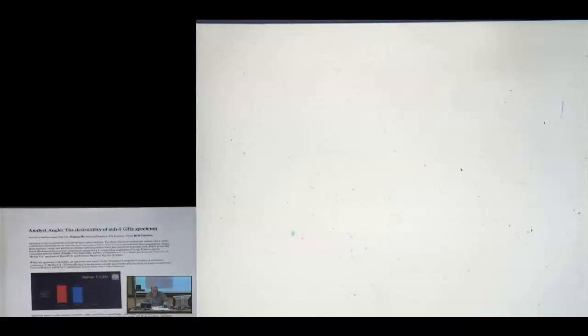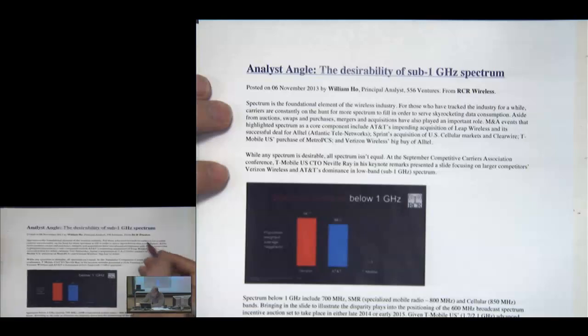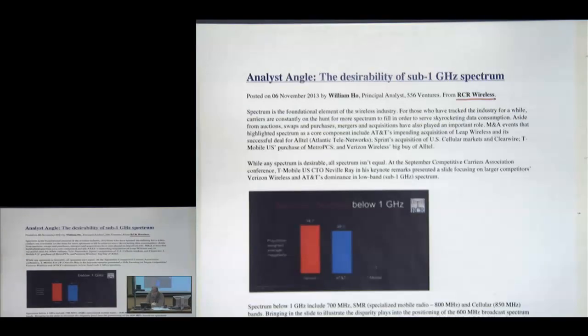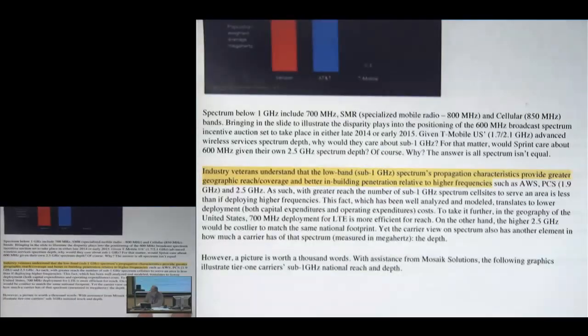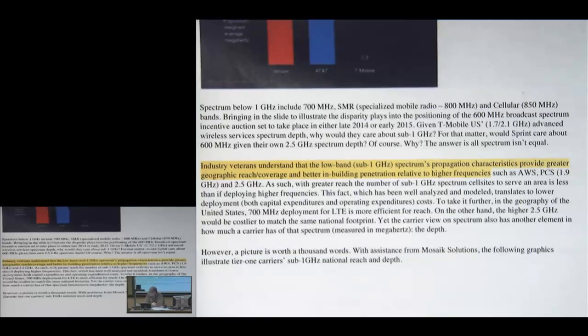I don't expect you to read this, but this is the RCR Wireless webpage, one of the places that you can go for wireless news, and some of the articles that I show you come from there. There's an article by William Ho, who's a venture capitalist. This article is about the importance of spectrum below 1 gigahertz for cellular. I wanted to highlight this point: industry veterans understand that the low-band spectrum's propagation characteristics provide greater geographic reach and coverage and better in-building penetration relative to higher frequencies.